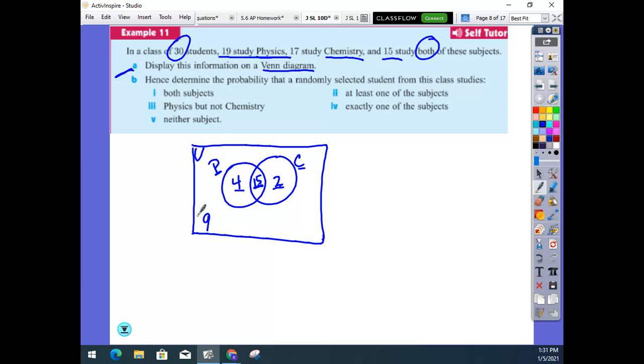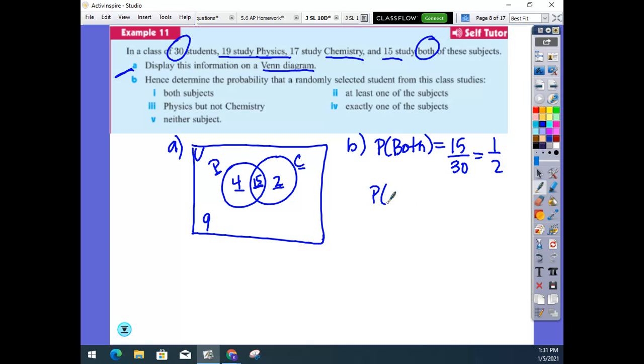Okay, so this is letter A. And then letter B, probability of both is 15 out of 30, because both is the overlap, which is 1/2.